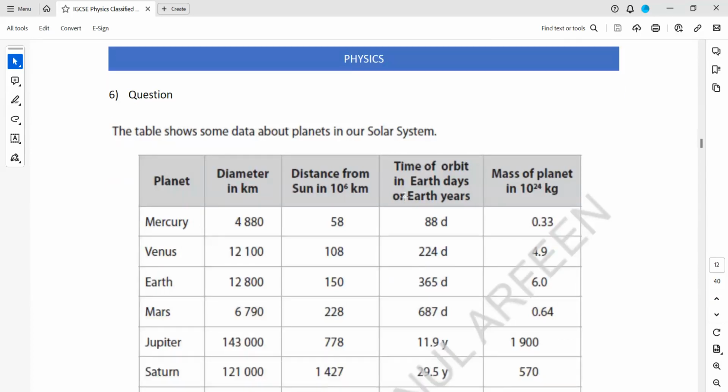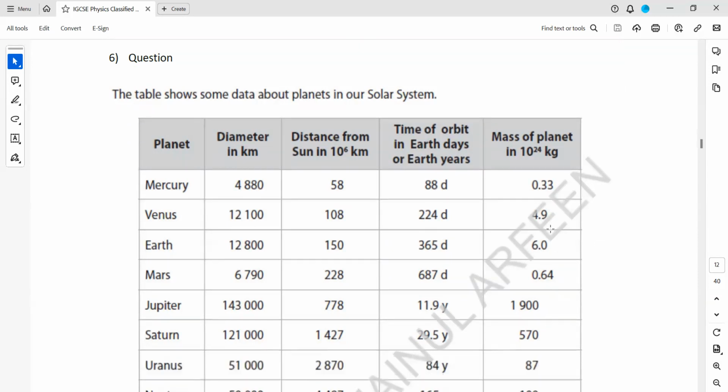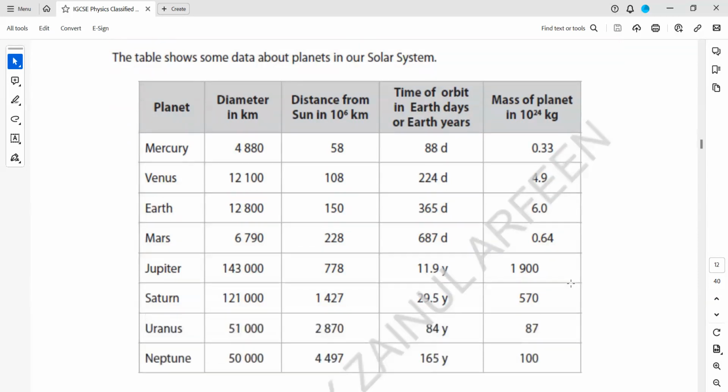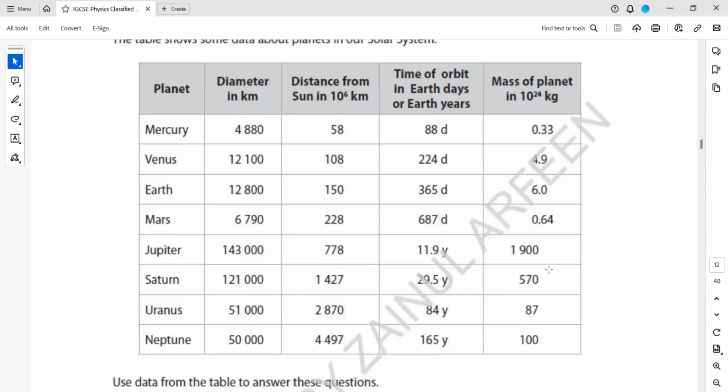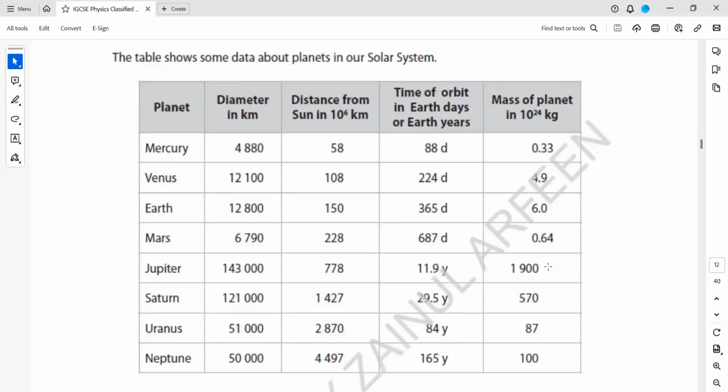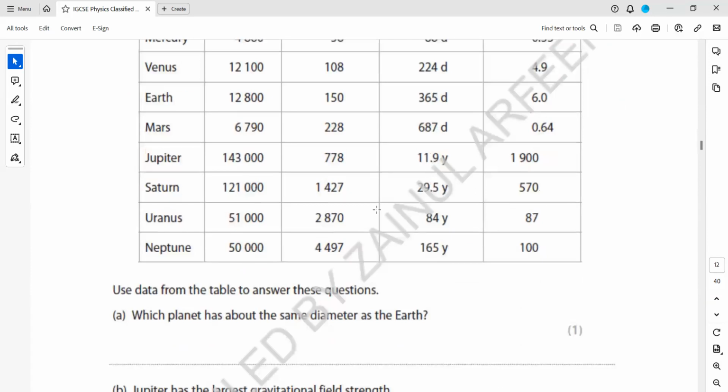The table shows some data about the planets in our solar system. You're not supposed to learn this table. They will ask you questions related to the table, you don't have to memorize anything from it. You can see diameters are given in kilometers, and the distance from the Sun is given in exponent 6. The time of the orbit is compared to Earth, because time is not absolute. For us, 24 hours will not be the same as 24 hours on another planet. That's why it is written as Earth days.